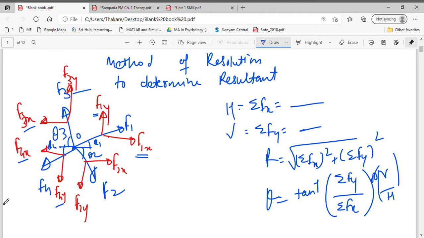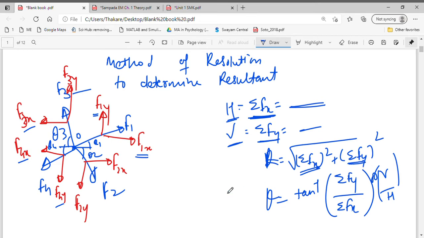Once all these forces are resolved, to determine the resultant, we take the summation of all the horizontal forces, that is summation H or summation Fx, and the summation of all the vertical forces, that is summation Fy or V. To determine the resultant, we have the formula R equals under root of summation Fx square plus summation Fy square.